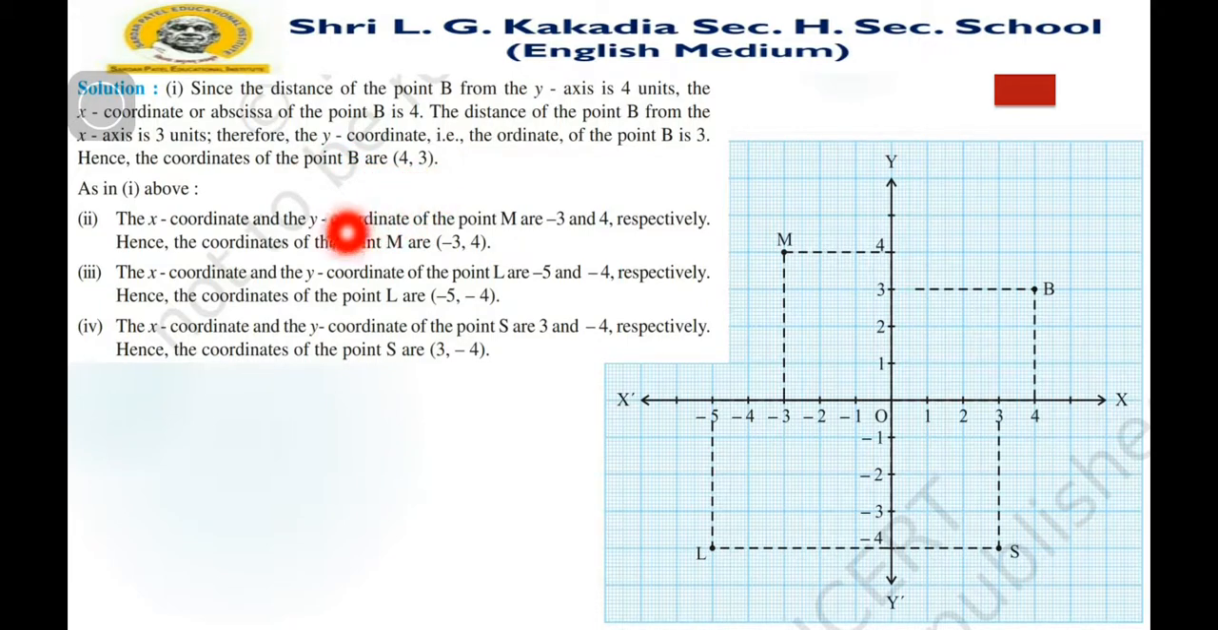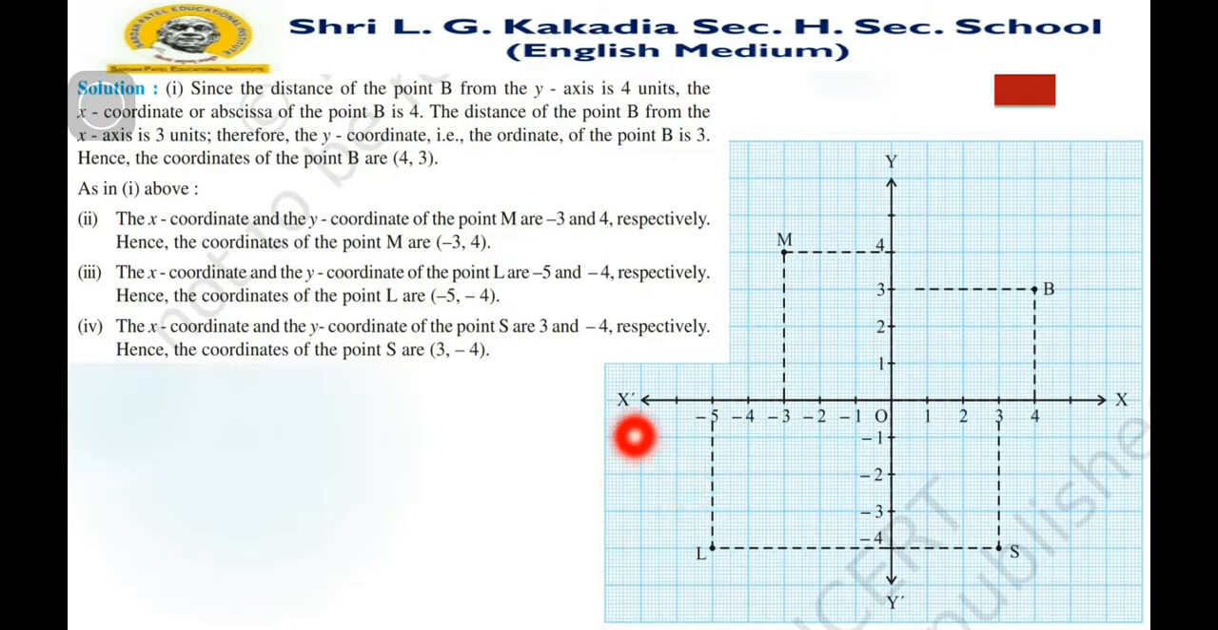hence the coordinates of point B are 4, 3. As well as about the point M, here you can see that the distance from the y-axis along the x-axis is -3. So its x coordinate is -3, and the distance from the x-axis along the y-axis is 4 for the point M, so the y coordinate is 4. Therefore the coordinates are -3, 4, as the x coordinate is -3 and the y coordinate is 4.